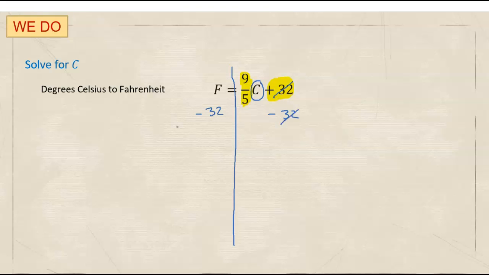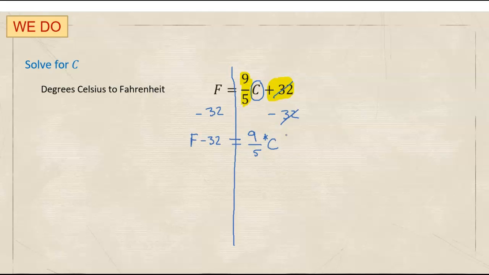These 32's will cancel, and we can't really simplify this left side. We just get F minus 32. This part will come down, 9 over 5 times C. So now we still need to get C by itself. We need to get rid of this 9/5. What operation is happening here? It's an implicit multiply. So how do we get rid of this? Once again, we could divide, but that is going to give us that messy fraction over a fraction. Is there a better way we can do this?